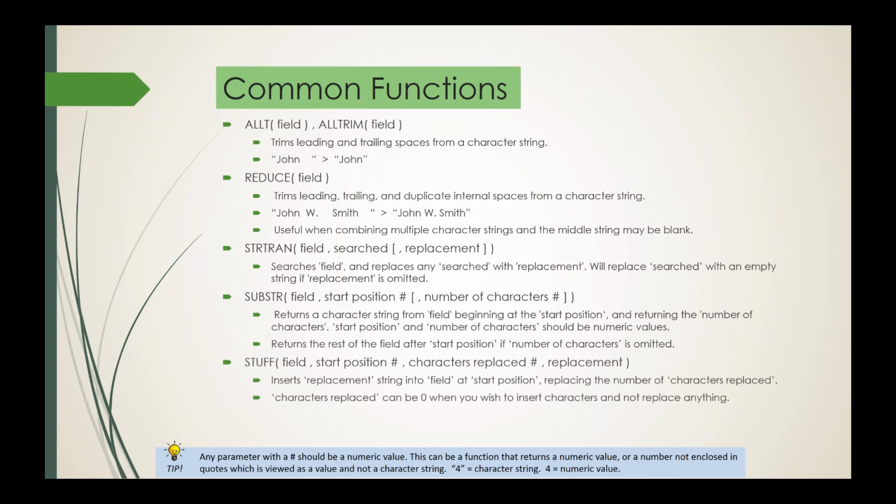Next we have stuff. So stuff is going to insert a replacement value into a field at a certain position. So again, we give it a field, we give it the position that we want to start at, then we give it the characters replaced, how many characters in this string do we want to replace, and what we want to replace it with. Now with characters replaced, maybe you just want to insert something into a field, but you don't really want to replace any of the existing characters with your replacement. What you can do in that case is just put a 0 in characters replaced. That's basically saying just insert something into this specific field at this location without replacing anything.